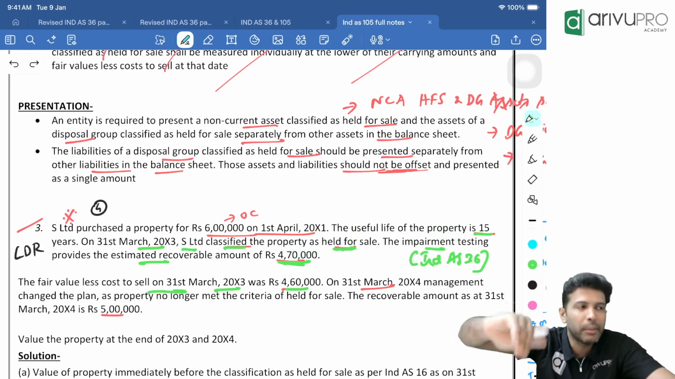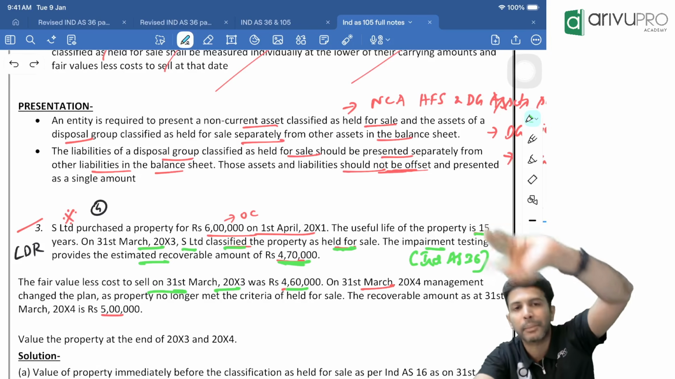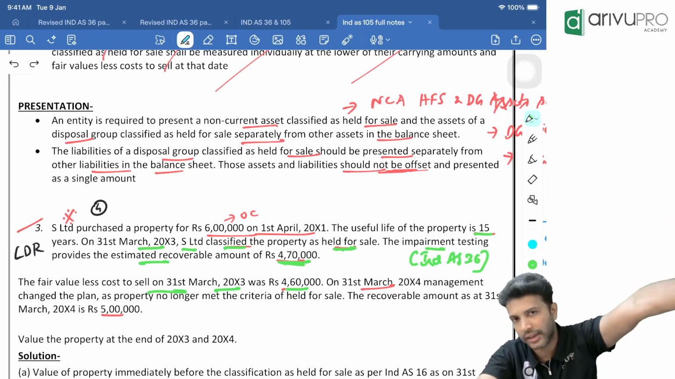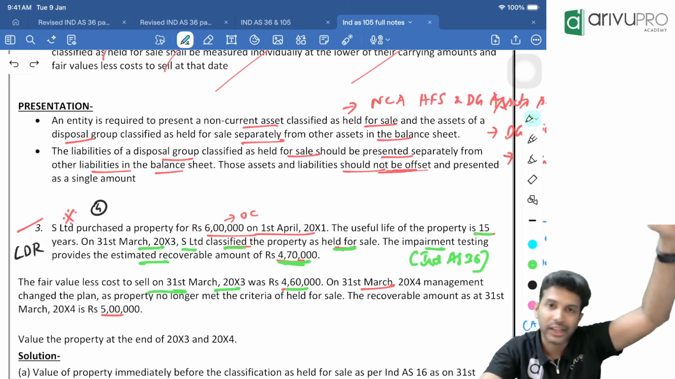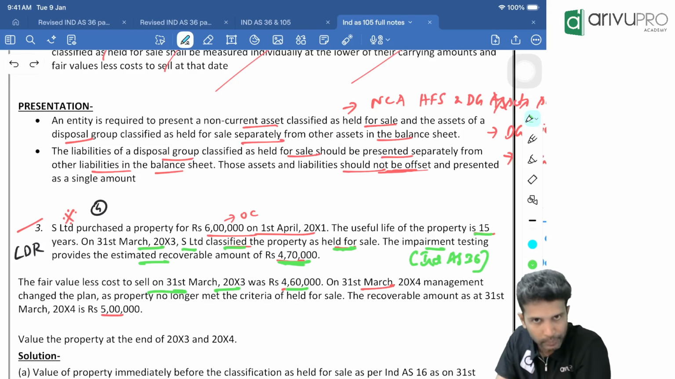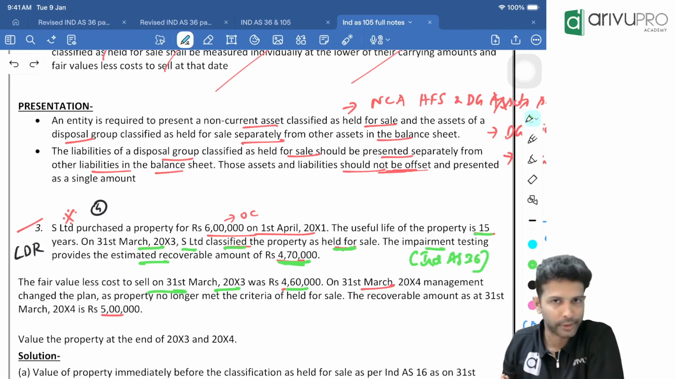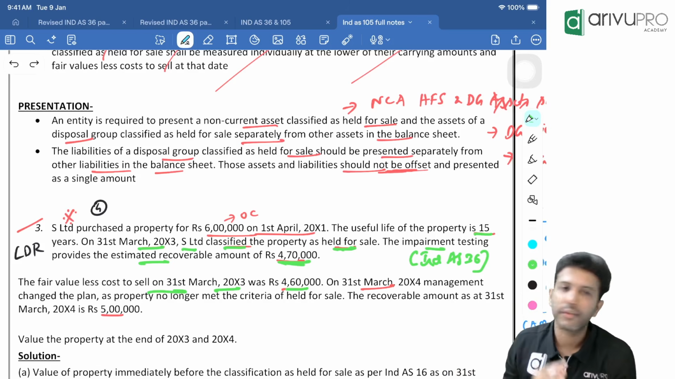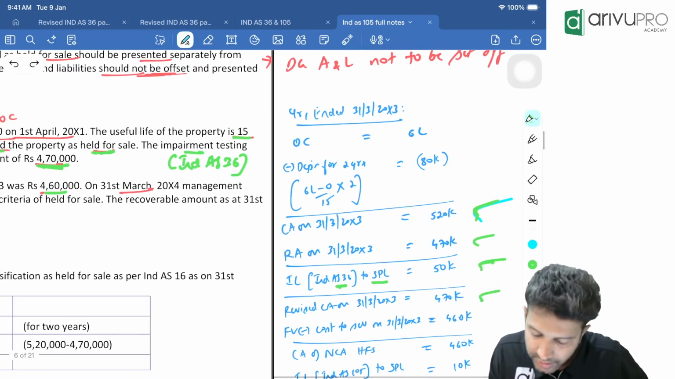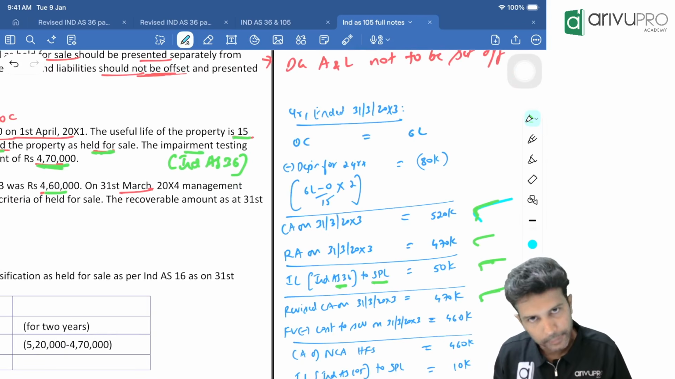So on the same day, both are coming: first book impairment loss as per Ind AS 36, and then change the classification to Ind AS 105. That is the order. If it occurs on the same day, first you apply Ind AS 36 and then Ind AS 105. Ind AS 36 accounting we have already done. Once you do the Ind AS 36 accounting, the revised carrying amount has become 470. Agreed?